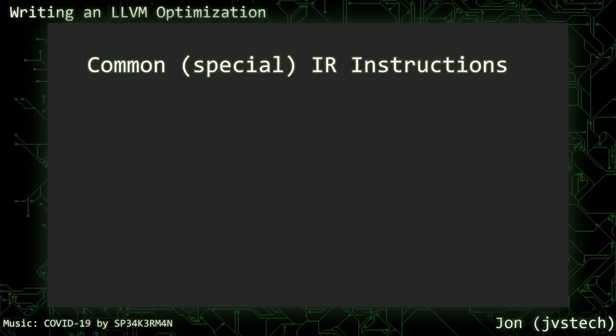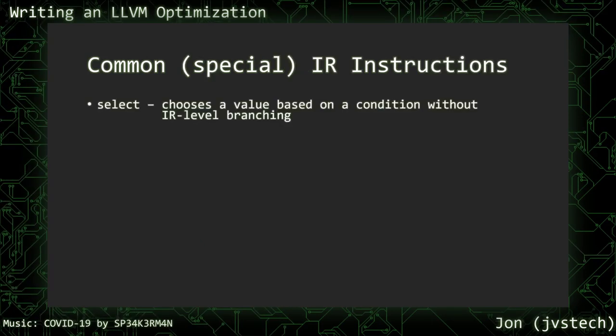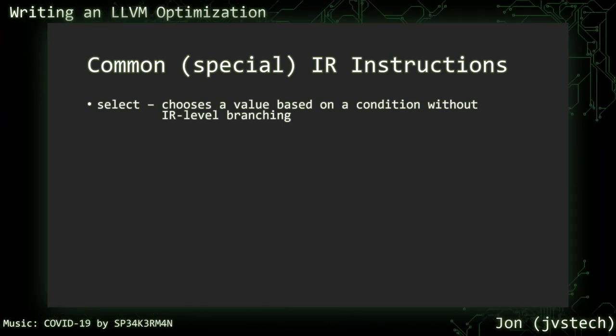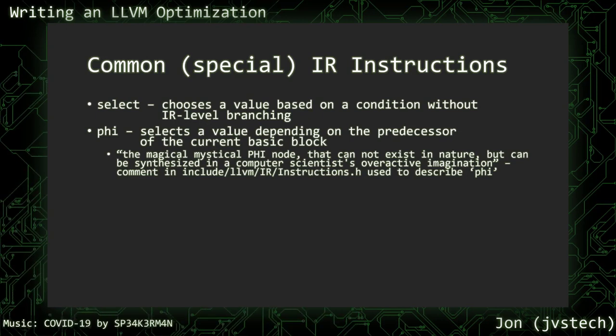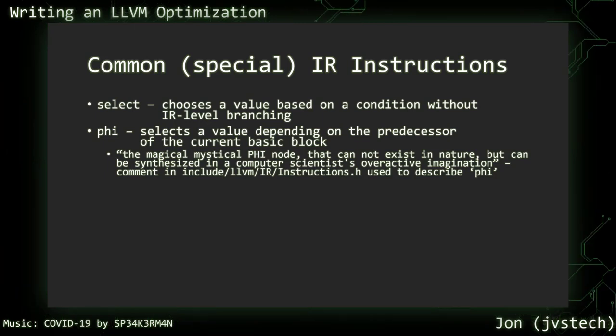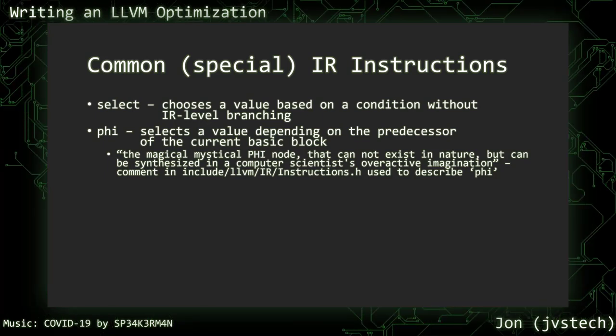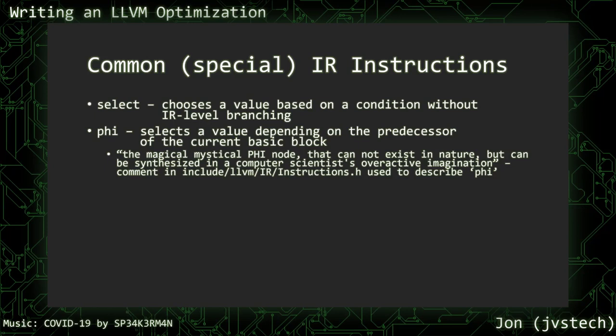Here are some other common but less recognizable instructions. The select instruction is basically equivalent to a conditional evaluation, or an immediate if. Phi instructions occur at the beginning of basic blocks, and they assign a value to a variable depending on which previous basic block branched to the current one. They don't really have an equivalent instruction or statement outside of IR, but they're a necessity because of the static single assignment implementation of LLVM.